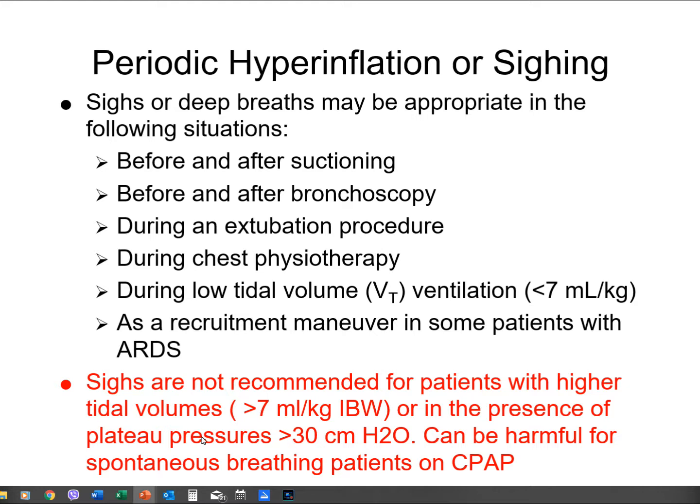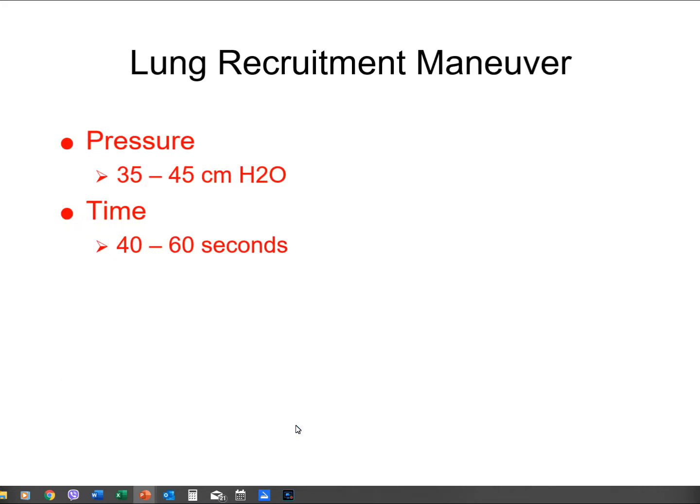Okay. Can be harmful for spontaneous breathing patients on CPAP. It's not for spontaneous breathing patients. Even though we're spontaneously breathing and we're not on a mechanical vent and we can take sighs, well, if you're on CPAP, it's not recommended because remember, you have constant pressure blowing into your lungs. If I'm going to take that big deep breath, that's going to increase volume and possibly increase some pressure also. All right, so we just don't want to cause any type of barotrauma.